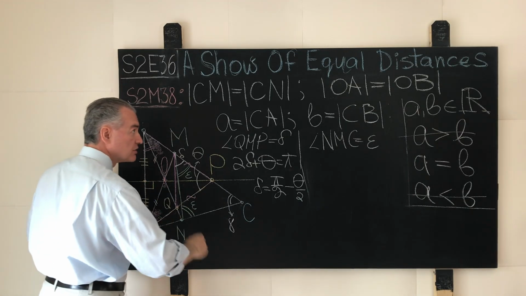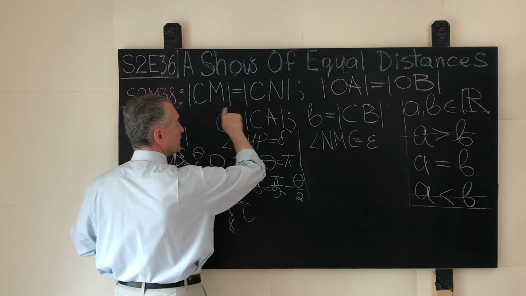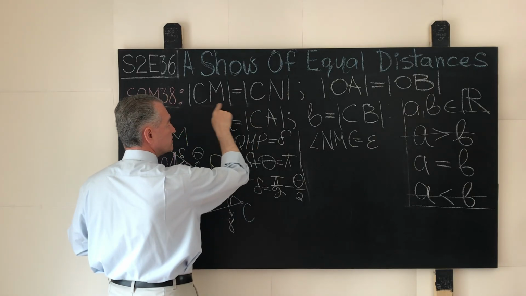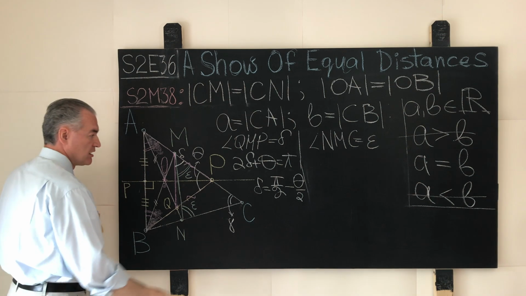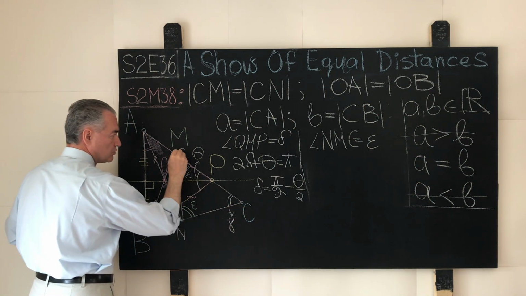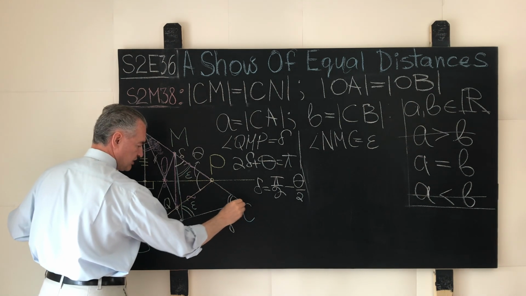And this is what plowing right ahead means. We're told, remember, where is this condition? Here. The length of the line segment CM is the same as the length of the line segment CN. The distance from C to M is the same as the distance from C to N.